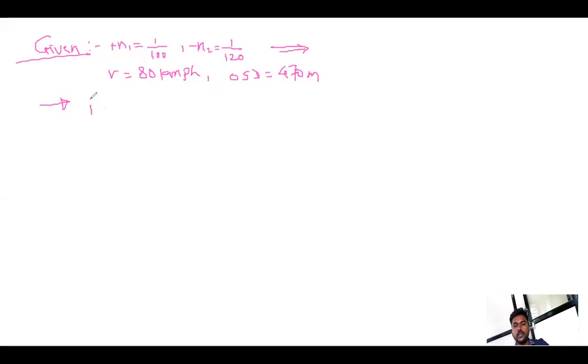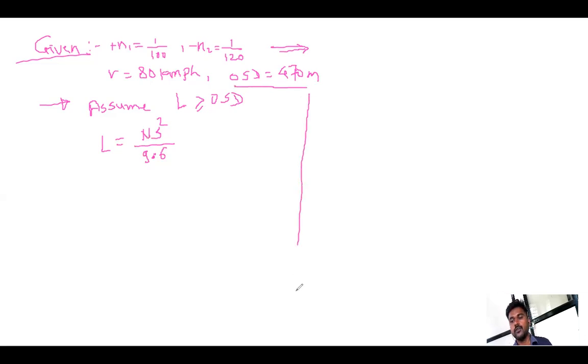Suppose I will assume here, assume length of the curve is greater than OSD. And for length of curve greater than OSD, what is the formula for calculating L? Length L is equal to n S square divided by 9.6. Now S is the length of curve, OSD, that we have known. It is given directly, 470 meter, and we just need to calculate the n value.